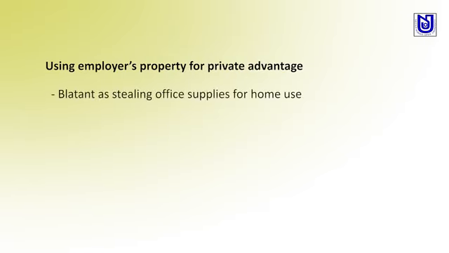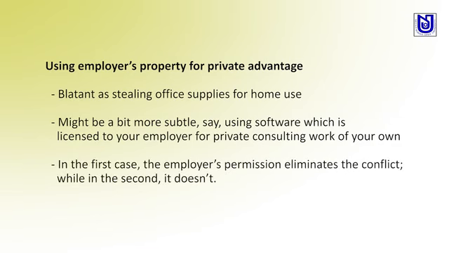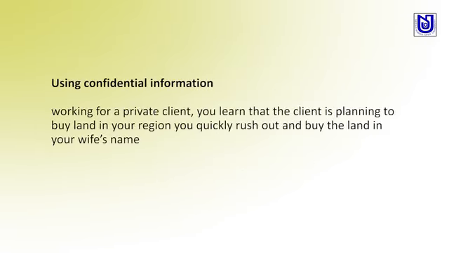Blatant is stealing office supplies for home use. Then it might be a bit more subtle, say using software which is licensed to your employer for private consulting work of your own. In the first case, the employer's permission eliminates the conflict, while in the second it does not. Using confidential information: working for a private client, you learn that the client is planning to buy land in your region. You quickly rush out and buy the land in your wife's name.